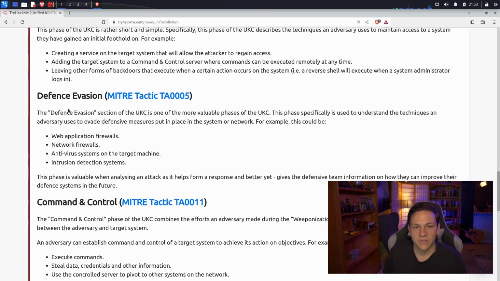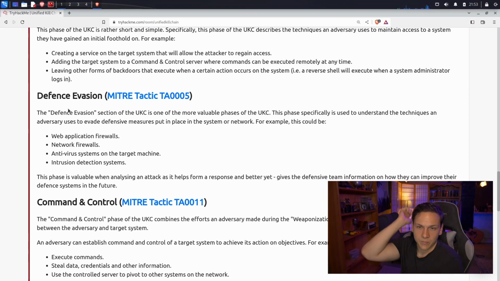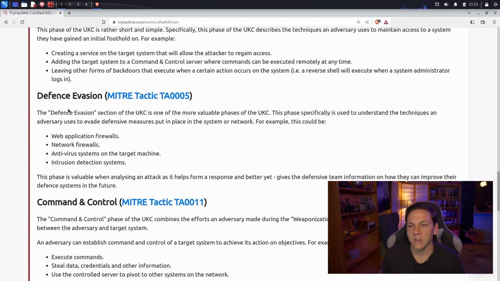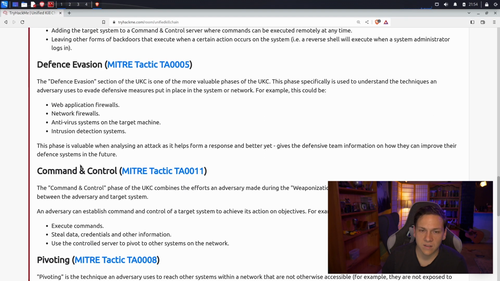Defense evasion. The defense evasion section of the UKC is one of the more valuable phases of the UKC. This phase specifically is used to understand the techniques an adversary uses to evade defensive measures put in place in the system or network. For example, this could be web application firewalls, network firewalls, antivirus systems on the target machine, intrusion detection systems. This phase is valuable when analyzing an attack as it helps form a response and, better yet, gives the defensive team information on how they can improve their defense systems in the future.